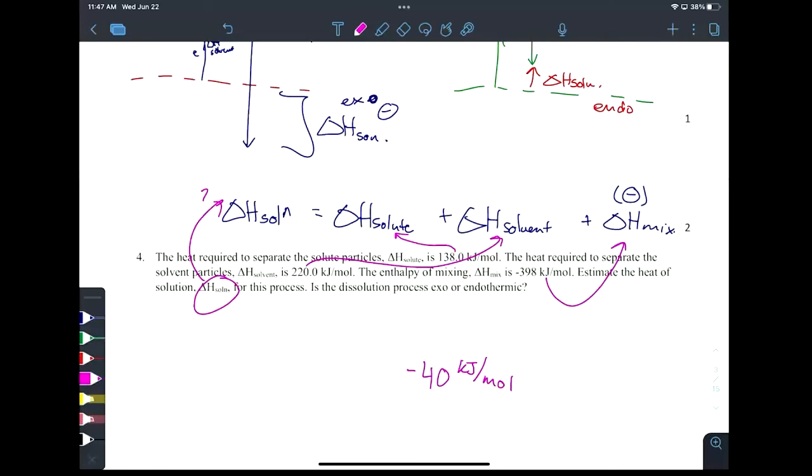Solution, yes, the bonds are stronger in the solution. Yes, because it's an exothermic reaction. The system's losing energy, and your substances are getting more stable.